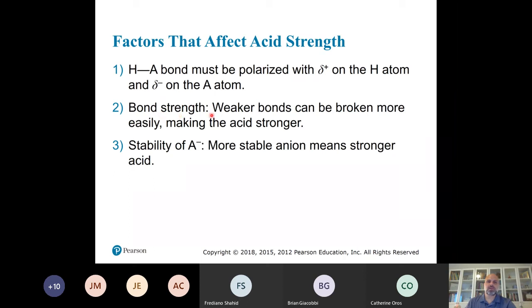When we look at bond strength, the weaker bonds can be broken more easily, making the acid stronger. So when we're talking acid strength, the weaker the bond, the stronger the acid. And a lot of the bond strength is dependent on the stability of A minus, the conjugate base. The more stable that anion is, the stronger the acid you're going to have. So we've talked about some of these before.